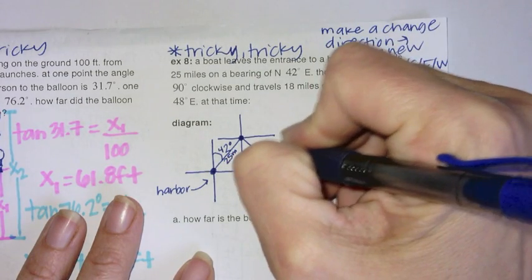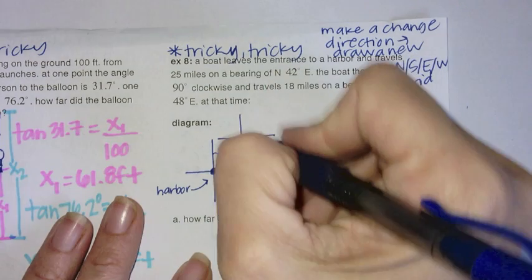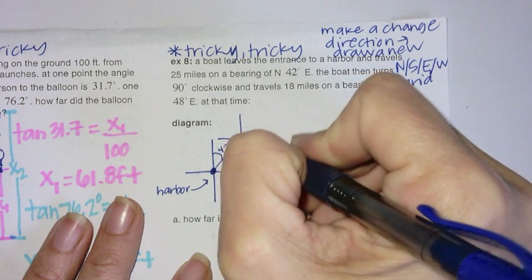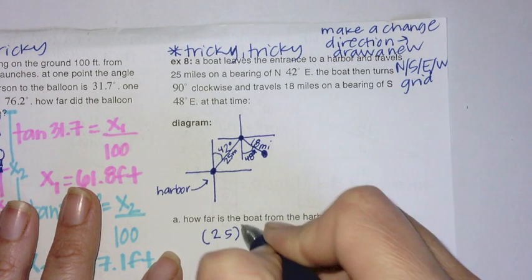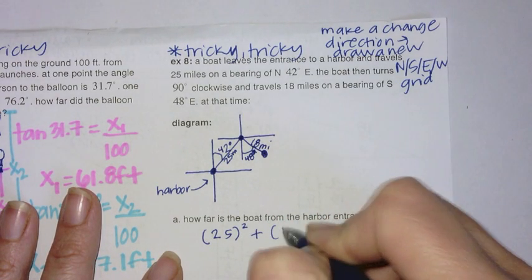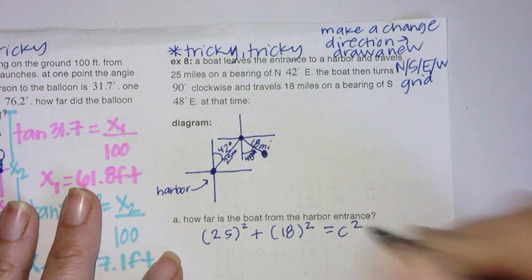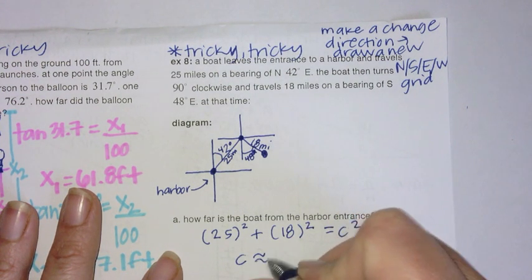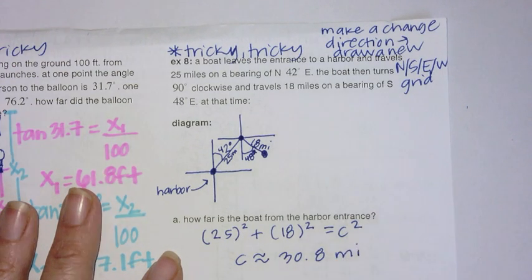And here is the boat right here right now. So how far is the boat from the harbor entrance? And we did know that this travels 18 miles. So it's really easy, even if you can't do the bearing parts because it's so new, that you just take the two distance values that you're given and do Pythagorean theorem, and you'll get that it's 30.8 miles away.